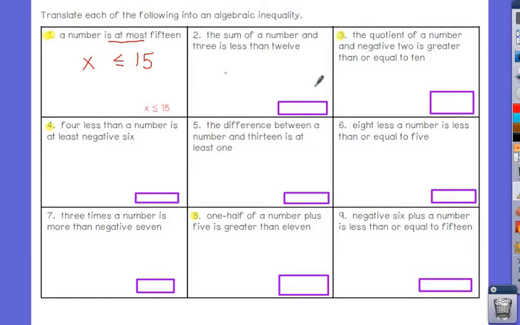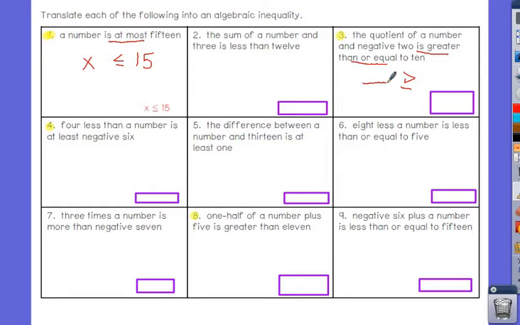Number 3. Let's see if we can manage to decipher this code. The quotient of a number and -2 is greater than or equal to 10. What is a key word we see here? Greater than or equal to. That means this symbol here. And what does quotient mean? The answer probably of a division problem? Yeah, that's what I meant.